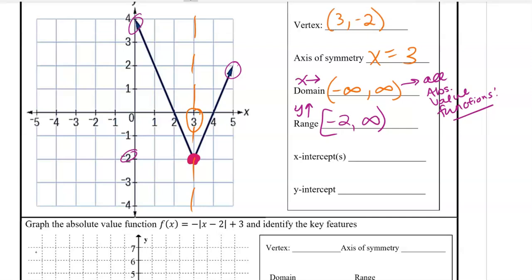All right, for the x-intercept, we look at the points where our graph crosses the x-axis. Here it is at 2 and 4, and these are points. So writing 2 and 4, this is not correct. They're not numbers, they're points. And how do we write points? We write them as (2, 0) and (4, 0). Okay.